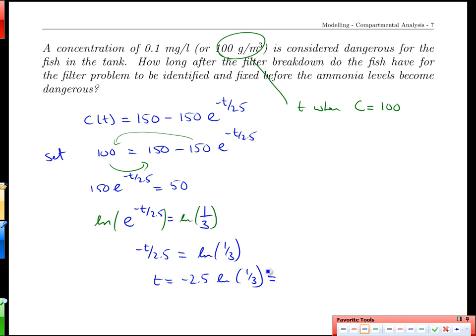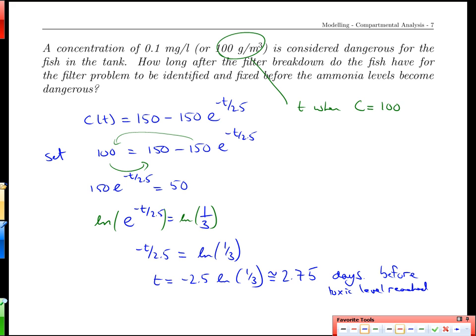And if we type that into our calculator, we get approximately 2.75, and the units of time we've been using throughout is days. So what we've just found is concentration that starts at 0 of ammonia. Over time it's going to grow towards 150, the equilibrium. But that was all stuff we could determine from the differential equation. But what we couldn't do without the solution is find out how long it'll take to reach some intermediate value, 100 grams per meter cubed. So we've got 2.75 days before the toxic level is reached.